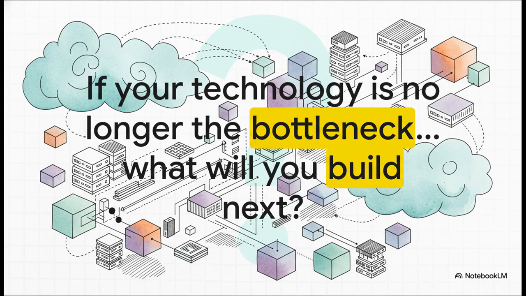And all of that architectural freedom really just leaves us with one final and kind of provocative thought. When your ability to change and adapt is no longer held back by your technology, the only limit left is your imagination. So, what will you build next?